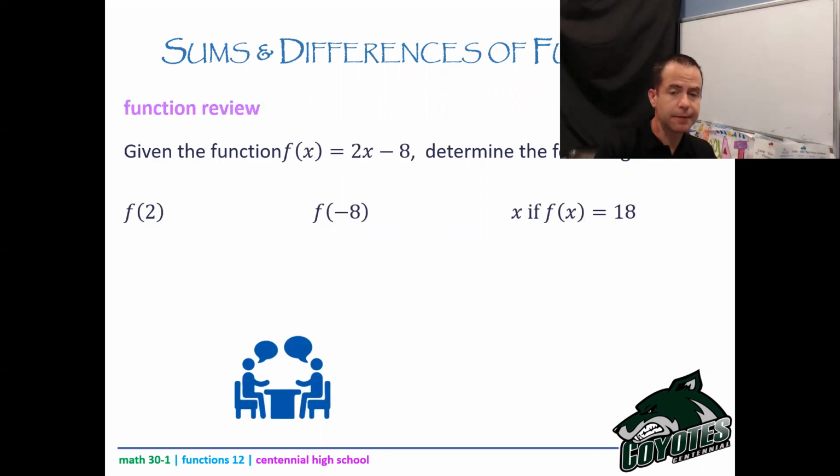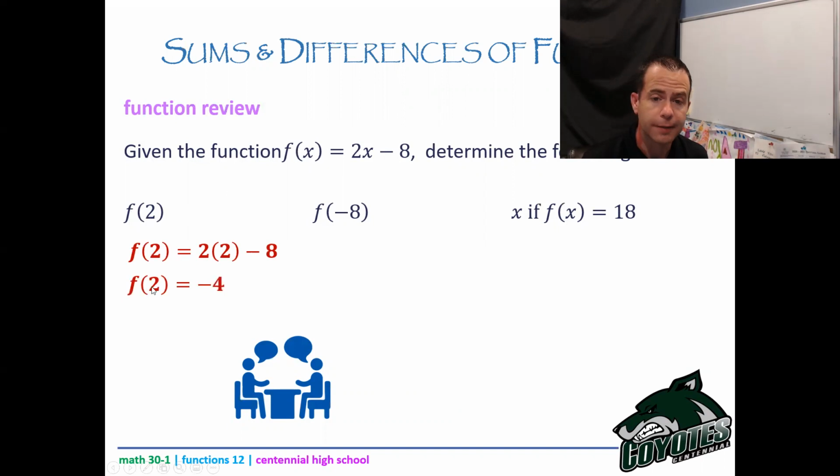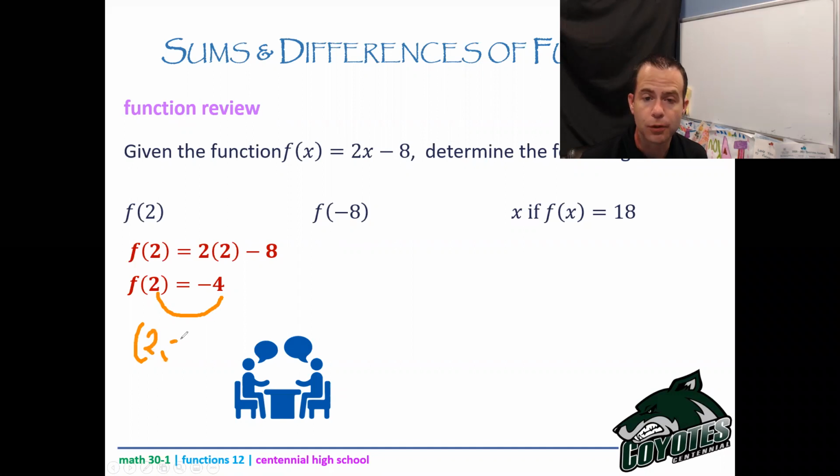Given the function f of x equals 2x minus 8, determine the following, f of 2. Well, that means instead of x, I'll replace x with 2. So it'll be f of 2 equals 2 times 2 minus 8, and that'll be 4 minus 8, which is negative 4. So f of 2 is negative 4. Remember, we like function notation because it shows us our input and our output at the same time. I know the point (2, -4) lies on this graph.